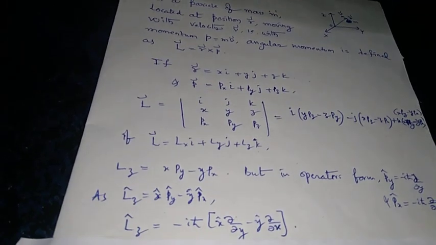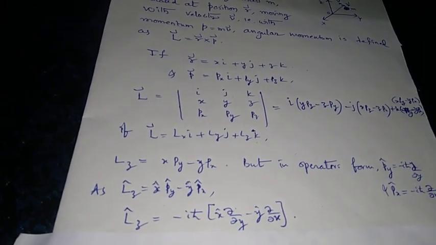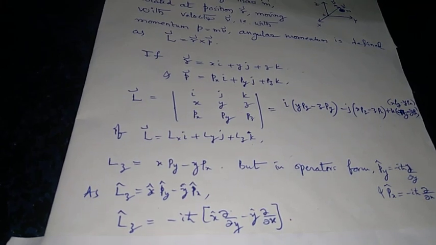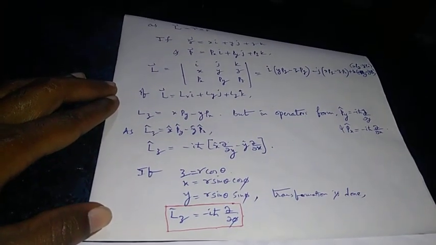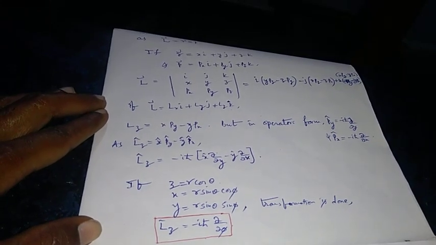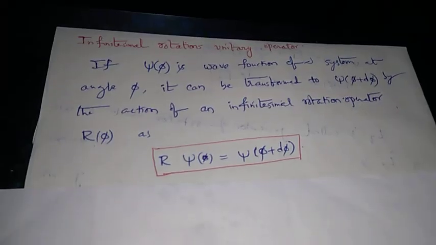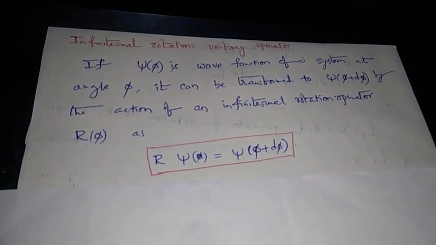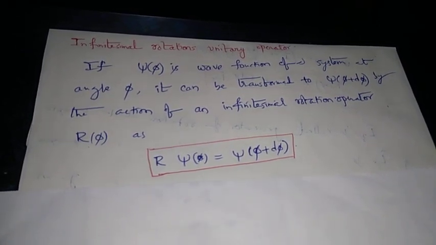So we can even write down Lz as minus i h cut times x ∂/∂y minus y ∂/∂x. And in spherical polar coordinates, this Lz will look like minus i h cut times ∂/∂φ. Next in the discussion is the infinitesimal rotation unitary operator.